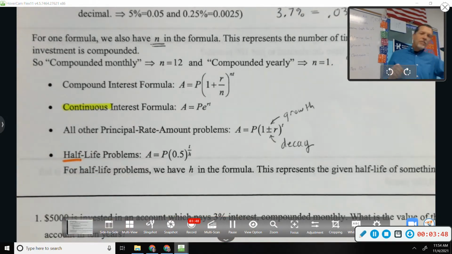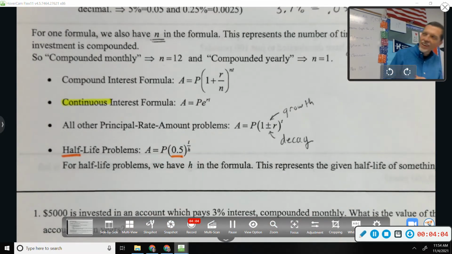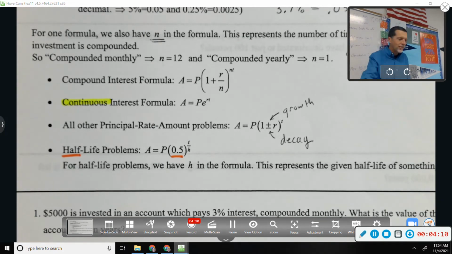All right, the half-life equation is the easiest one to identify. It might be hard to memorize if you had to memorize it, but it's easy to identify because how will you know that this formula is the half-life formula? Because there's a 0.5 in there. So the half-life formula is the formula that has a half in it. So usually that's not too bad to figure out.